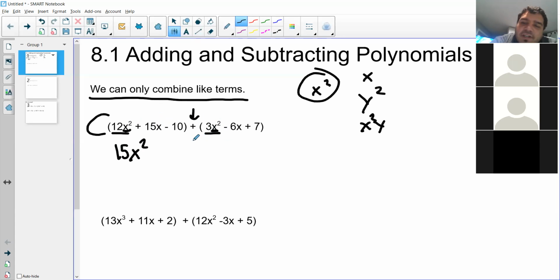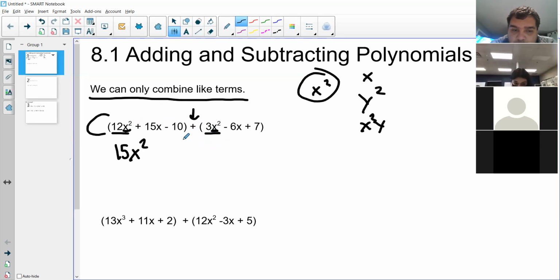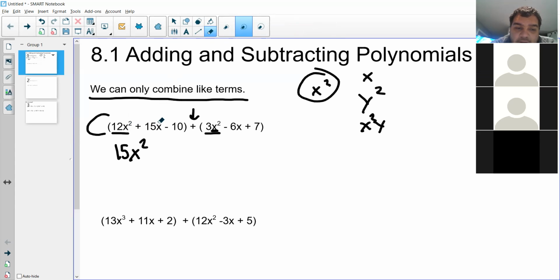And Sherelle, could you ask your question again? I didn't hear that clearly. Why don't you add 12x plus 15x? 12x squared is right here, so that is different than 15x. This is squared. This is not squared. So those are different terms. They don't get to go together. The only ones that have the same exact terms are 12x squared and 3x squared.